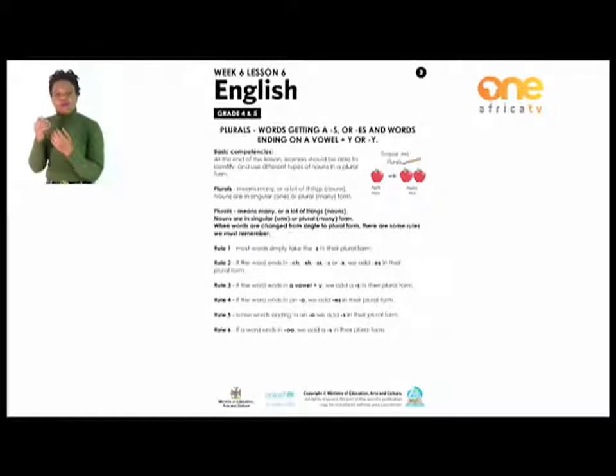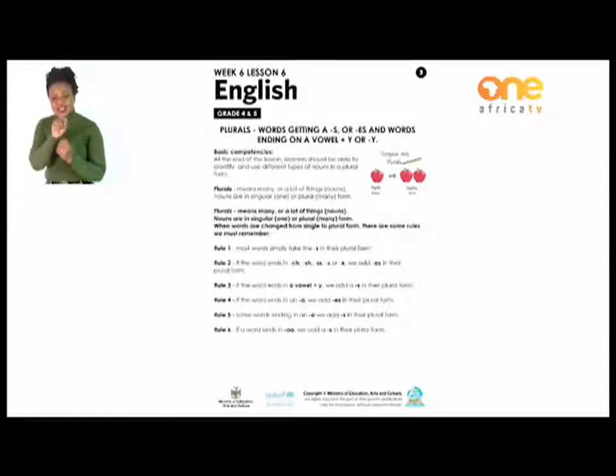Remember last time we talked about 6 rules that are to be followed when we are changing nouns to their plural forms. And we said plural, we are talking about many things. When we are talking about singular, we are talking about only one. The rule number 1 that we talked about is that most of the nouns, they simply add an S when we are talking about them in many, or in their plural form.